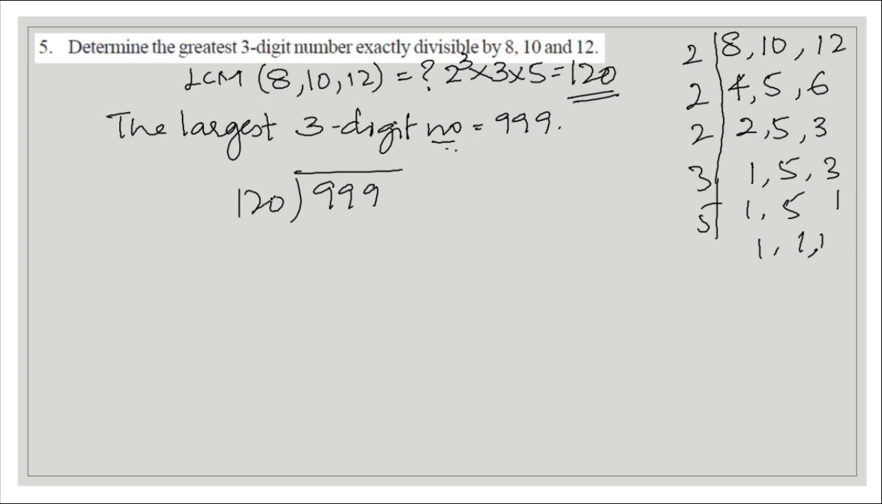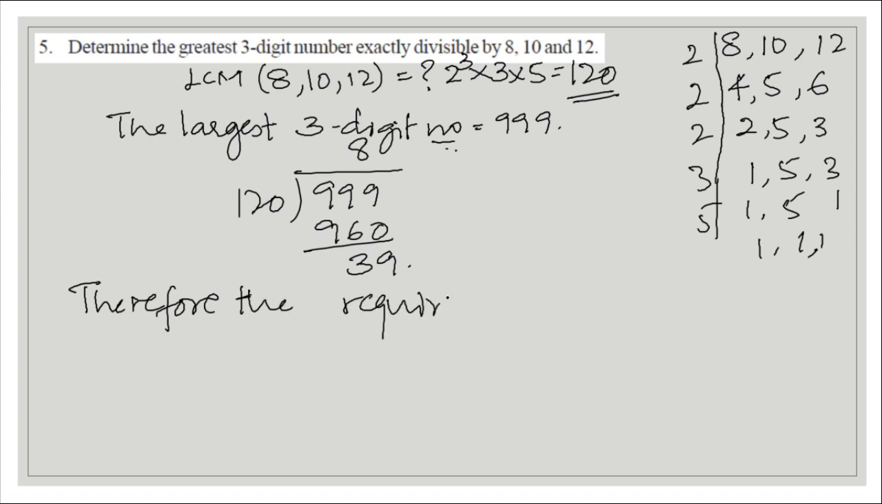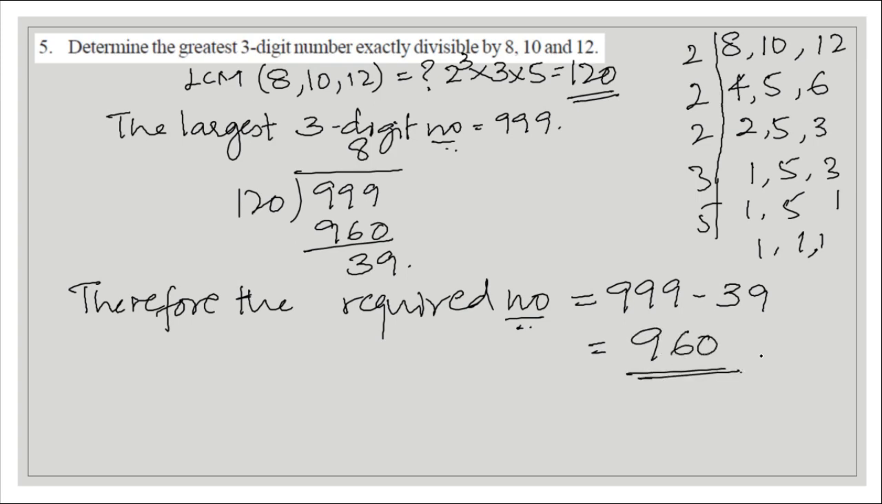So 120 divides 999. If you take 8 times 120, that is 960, so 39 will remain. So therefore the required number is 999 minus 39, 960. So the largest number, which is a 3-digit number divisible by all these 8, 10 and 12, will be 960.